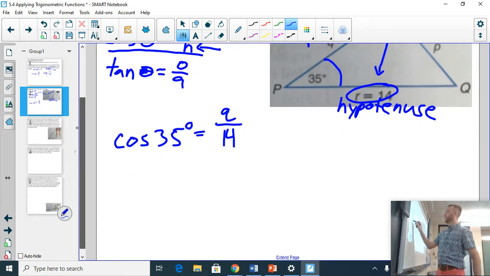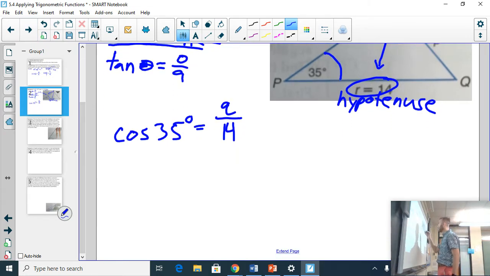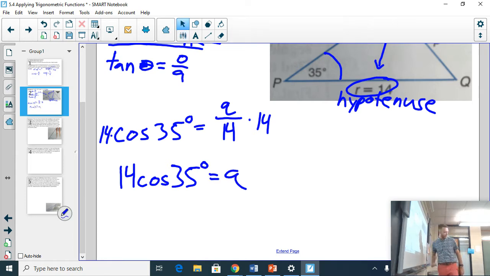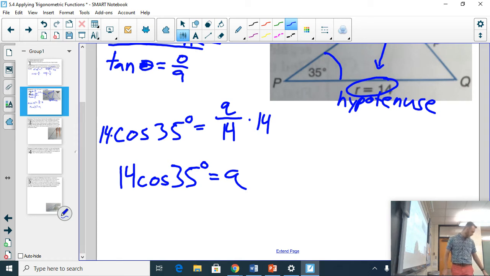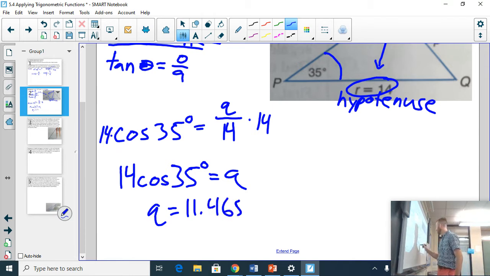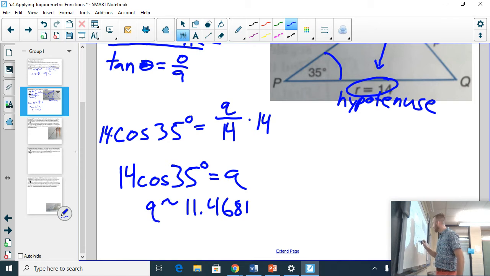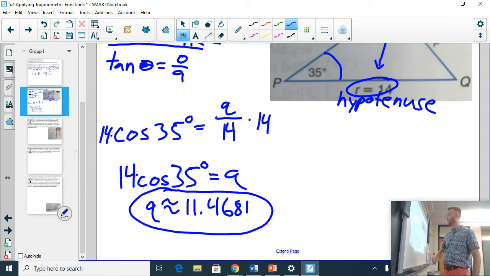And now it's just a basic algebra problem where we solve for q, right? We're dividing by 14, so we need to multiply both sides by 14. And so then we get 14 times the cosine of 35 degrees equals q. And if we punch that into our calculator, you should get about q equals 11.4681. And if we're not being fully accurate, we can write these two little squiggly lines, which means approximately or about. And that's just from typing 14 times cosine of 35 degrees in our calculator. And that's the answer to that question.